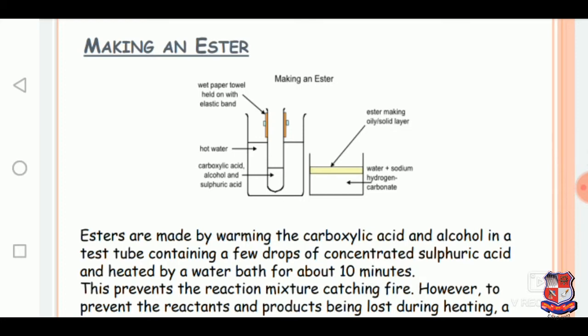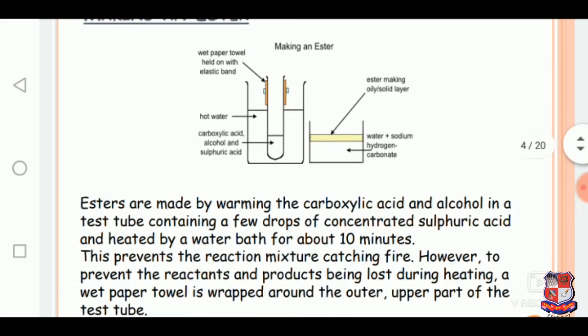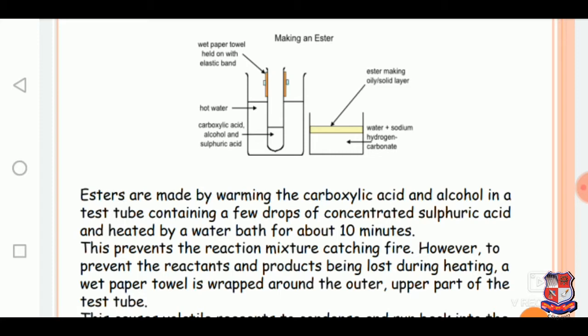So here is the diagrammatic representation of how the chemicals and different glassware or reaction vessels are used during the preparation of ester. Esters are made by warming the carboxylic acid and alcohol in a test tube containing a few drops of concentrated sulfuric acid and heated in a water bath for about 10 minutes. This prevents the reaction mixture catching fire.